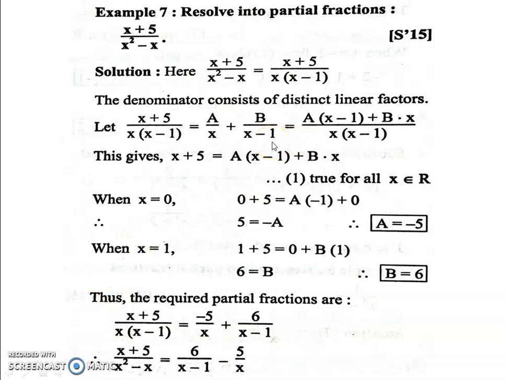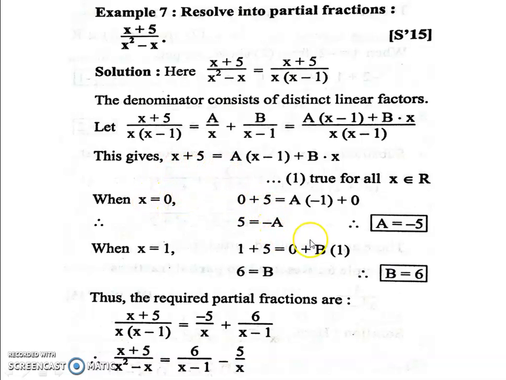In this example, we have x square minus x, not linear factors. That's why we have to take x common. So we define x into x minus 1. We split up A upon x plus B upon x minus 1. We take cross multiplication, the denominator cancels. We get the expression x plus 5 is equal to capital A into x minus 1 plus capital B into x. We have to put x equal to 0.